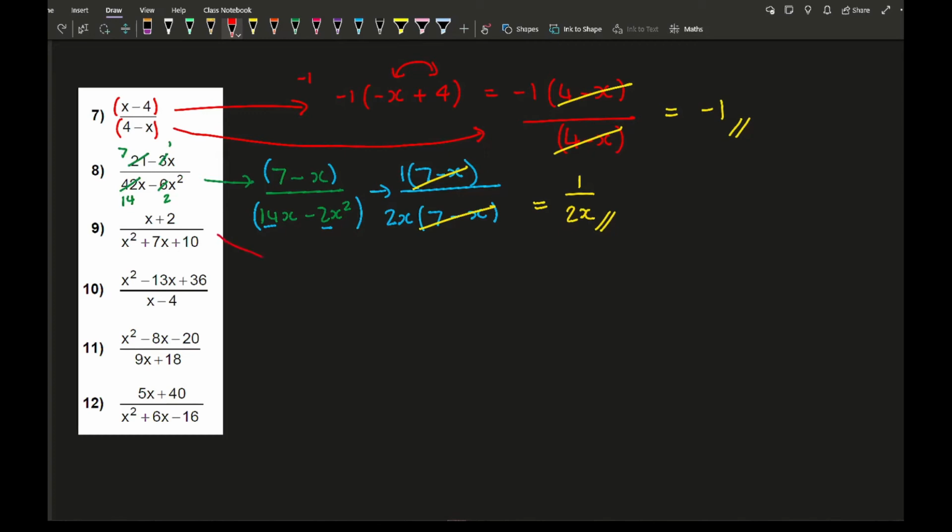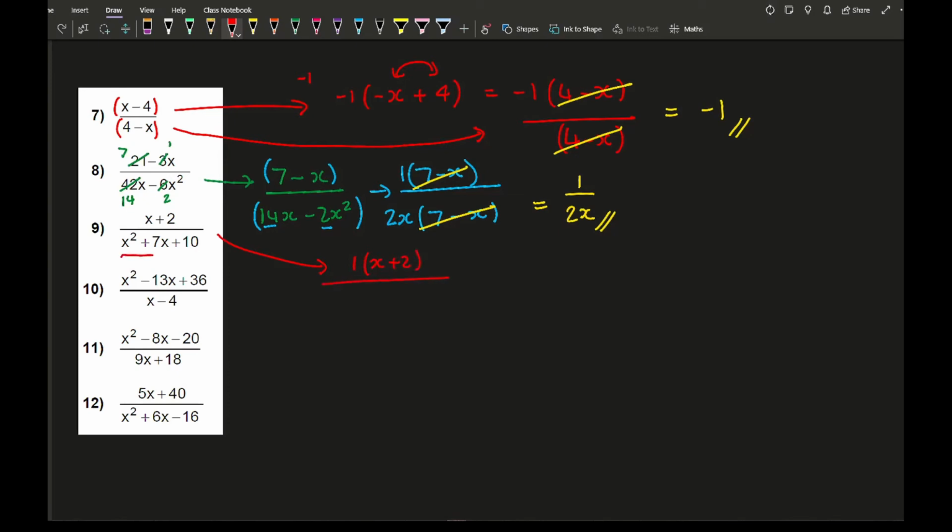Now, in terms of question 9, again, there's nothing we can do in terms of cancelling terms outright, because although I've got 5 terms, not all of them have got numbers, not all of them have got x's, so there's nothing there I can do. So what I need to do is treat the numerator and the denominator as 2 separate expressions. So here, factorising the top, there's no factor that goes in, so I'm just going to put one lot of x plus 2 over.